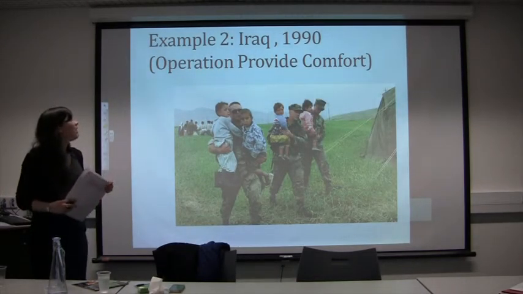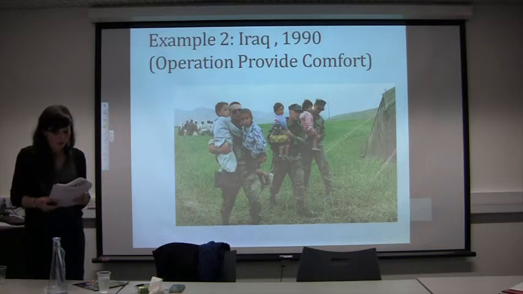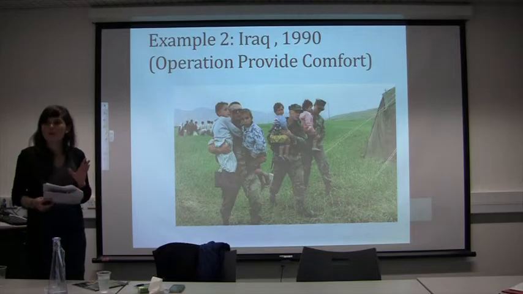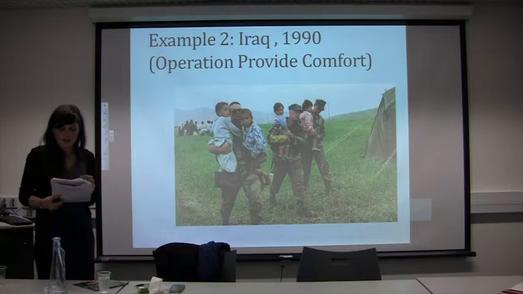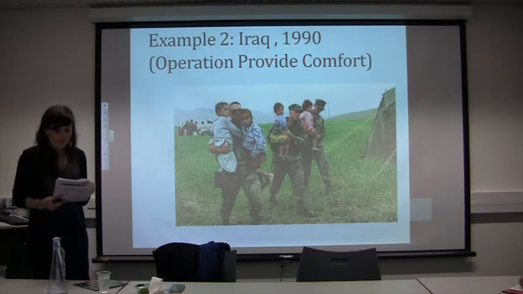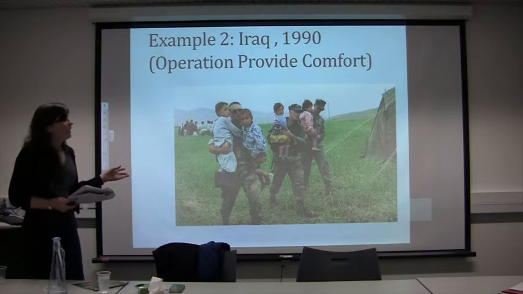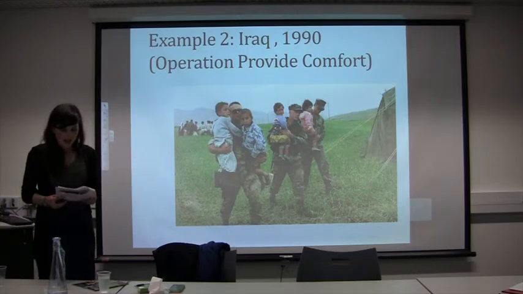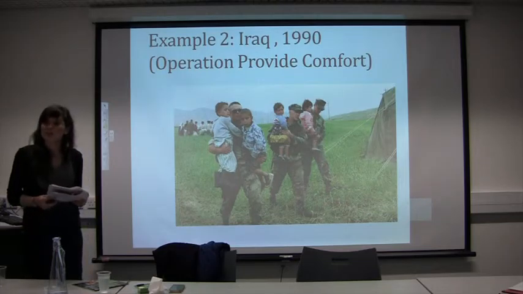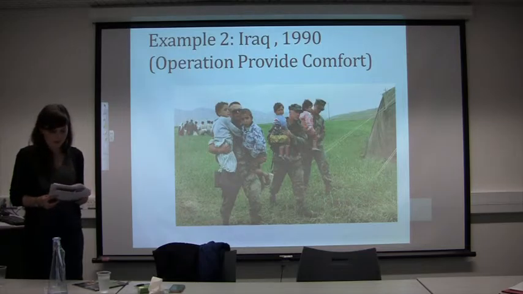Another example is Operation Provide Comfort in Iraq in the 1990s. In the aftermath of the Gulf War, following Saddam Hussein's persecution of the Kurds, that led to a mass flight from Iraq. So 1.8 million fled. And Turkey was afraid that this mass influx into Turkey would cause instability within Turkey. So Turkey decided to close its borders. So you had a huge amount of displaced persons within Iraq and Turkey closing its borders.